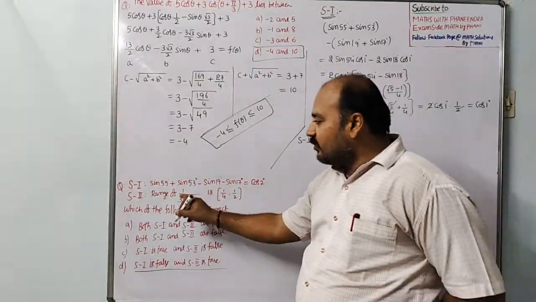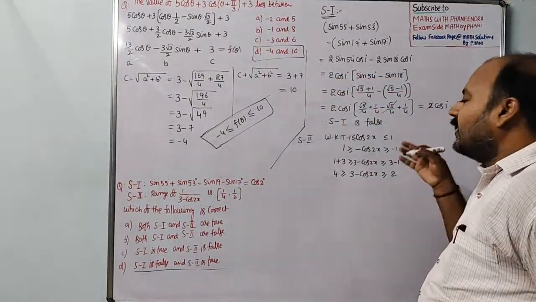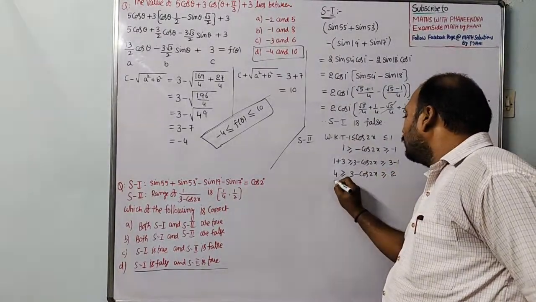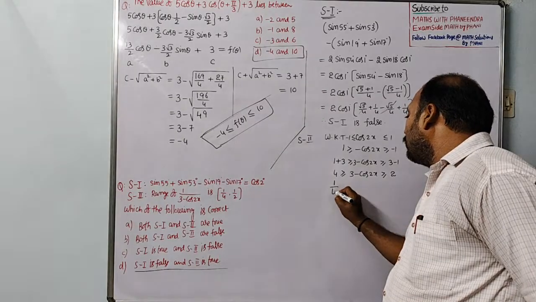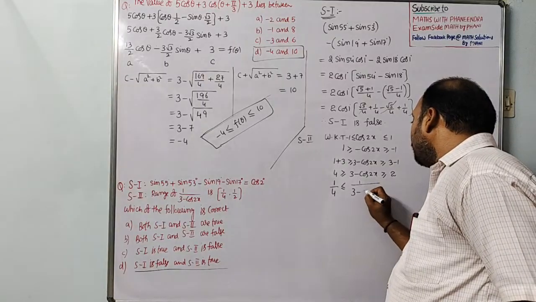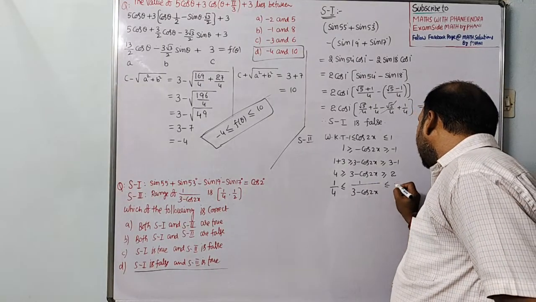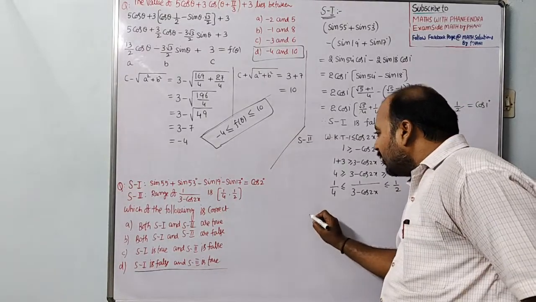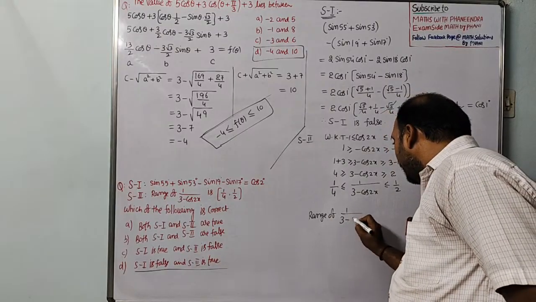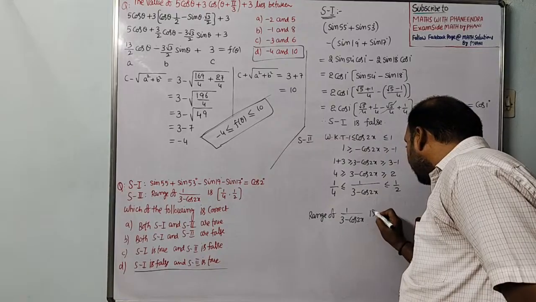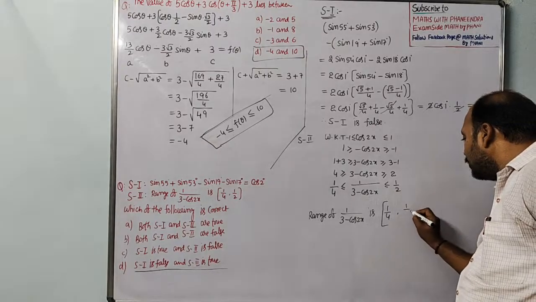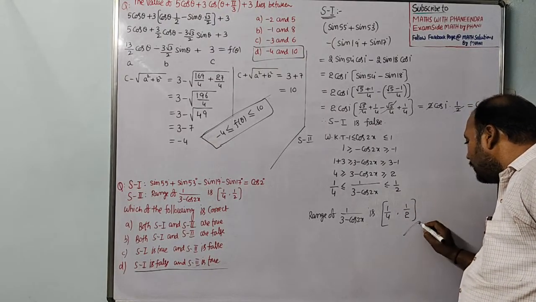But the reciprocal is there, 1 by. So whenever you are writing the reciprocal, the inequality will also be changed. So 1 by 4, the inequality will be changed as less than or equal to 1 by 3 minus cos 2x is less than or equal to 1 by 2. Therefore, range of 1 by 3 minus cos 2x is closed interval 1 by 4, comma 1 by 2. I hope you understand this, students.